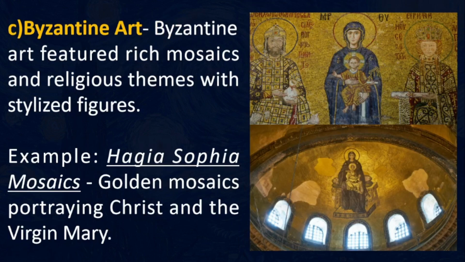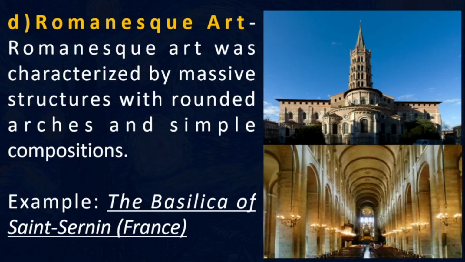C. Byzantine art. Byzantine art featured rich mosaics and religious themes with stylized figures. Example, Hagia Sophia mosaics. These golden mosaics depict Christ and the Virgin Mary in a radiant, heavenly glow. Their stylized, solemn expressions emphasize divine authority and transcendence. The intricate use of light and color creates a spiritual ambience within the grand architecture of the Hagia Sophia.